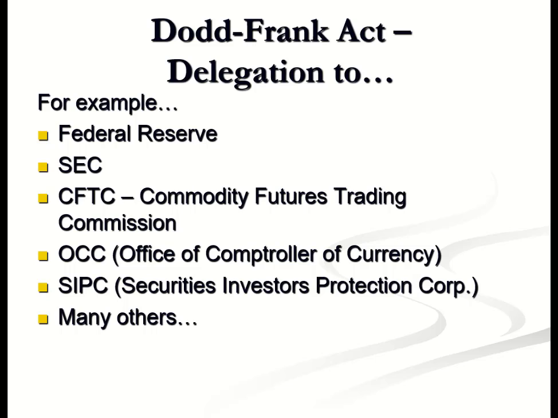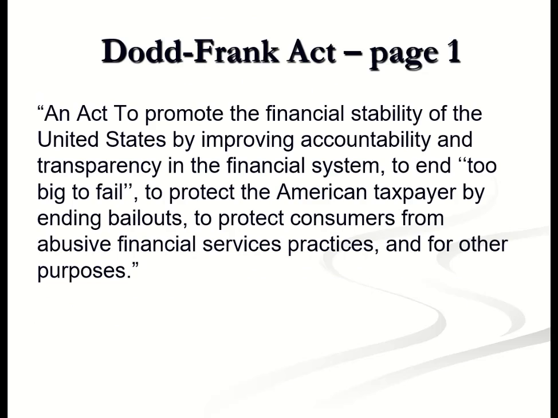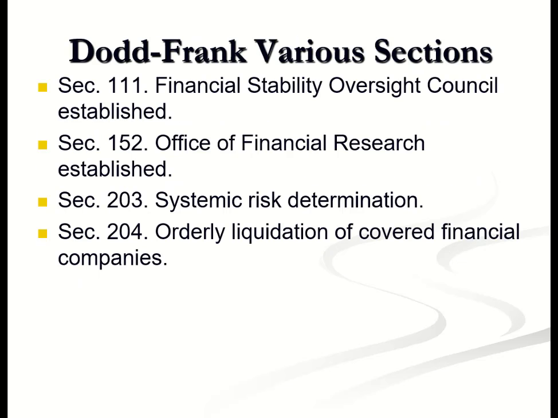The list goes on, and you can find that in the Act itself. So right up on page 1 of the Dodd-Frank Act, it says, look, this is an act to promote the financial stability of the United States by improving accountability and transparency in the financial system, to end too big to fail, to protect the American taxpayer by ending bailouts, to protect consumers from abusive financial service practices, especially around the subprime lending area, and for other purposes.